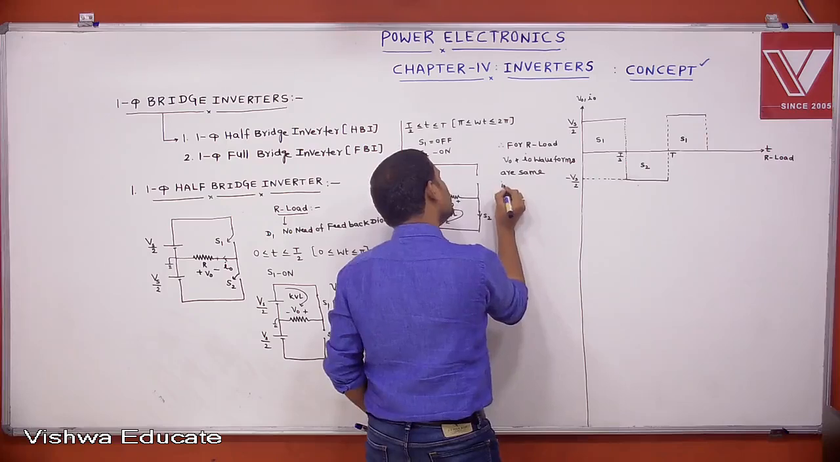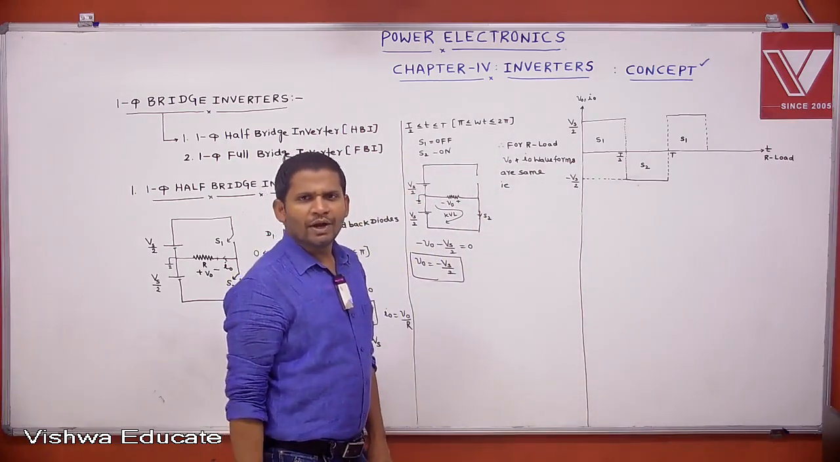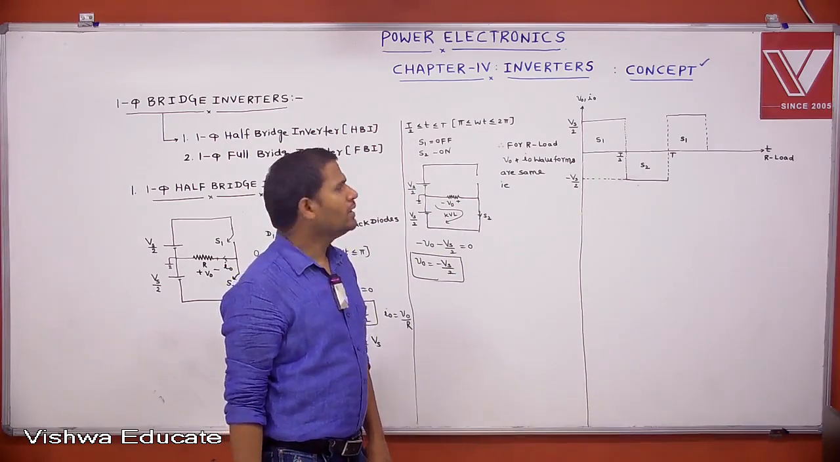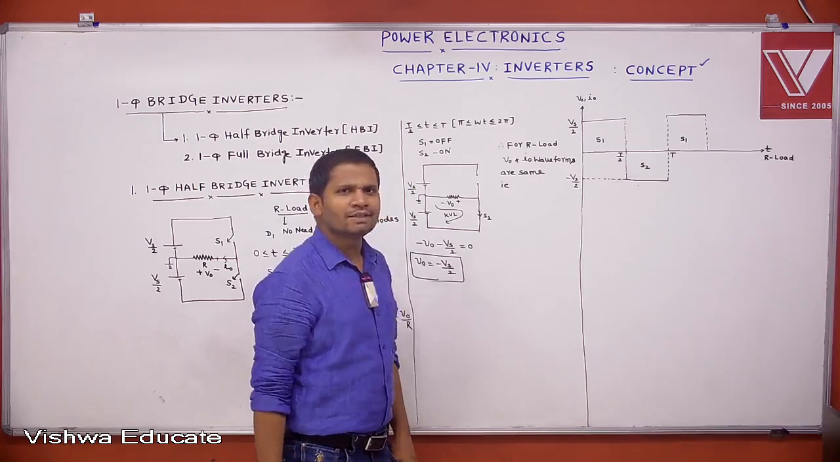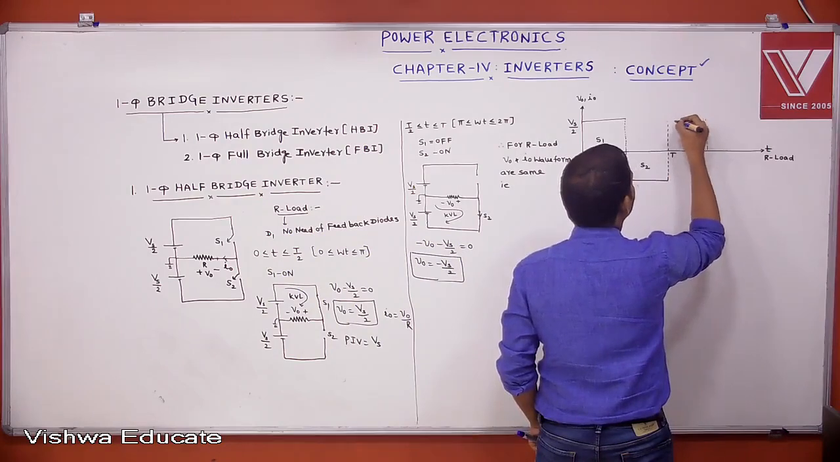Which waveform are we generating here? Square. I told already, we can operate in three modes: either square wave, quasi-square wave, or PWM mode. Here I am explaining the concept in such a way that we are generating which waveform? Square waveform.